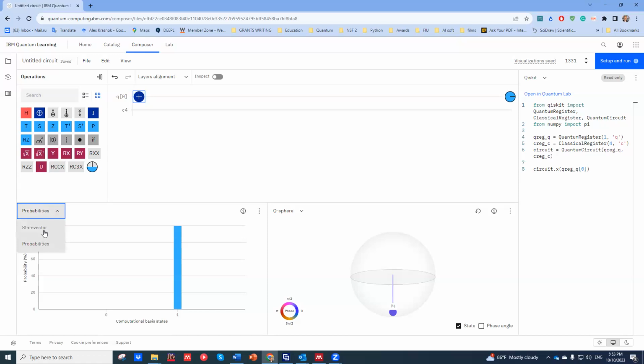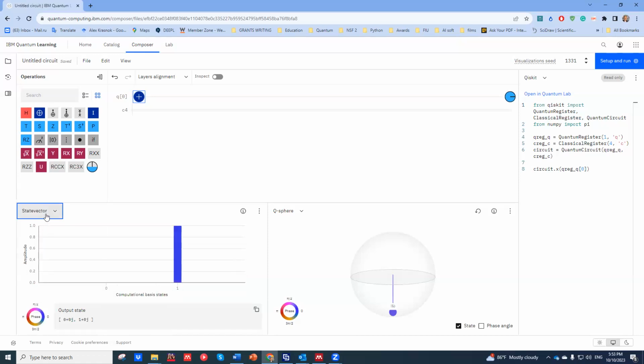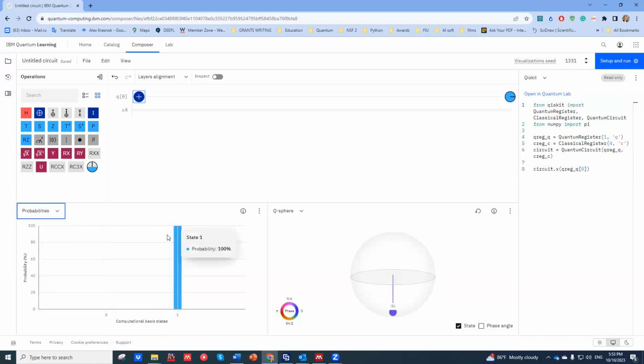Okay, so the state vector represents the eigenstates of the system. Probabilities give me the probability of measuring the system in those states.